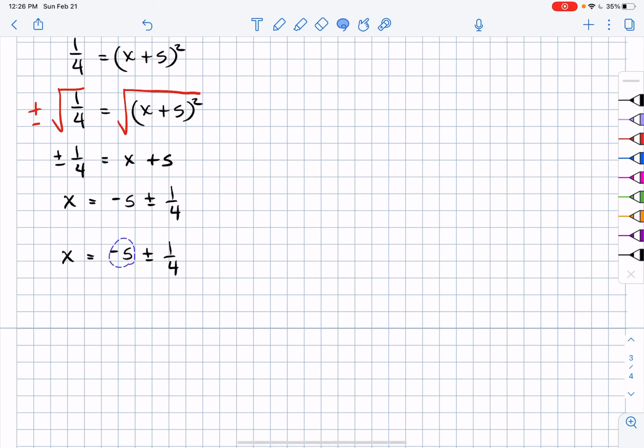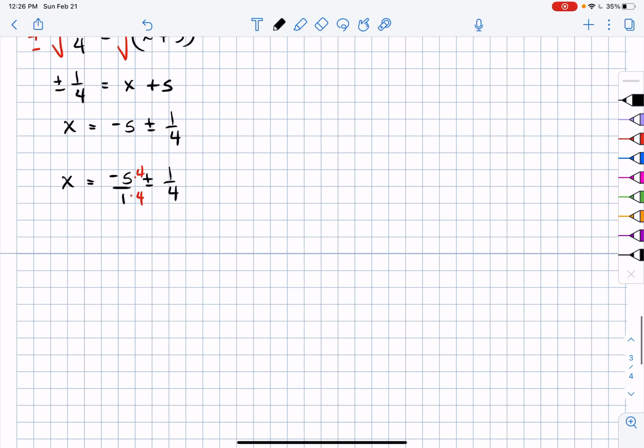Except I want to move this up just a tad so I can put a 1 underneath it. And what I need to do is multiply top and bottom by 4. Okay, so what do I get? I have x is equal to negative 20/4 plus or minus 1/4. Okay, so what are my two answers?